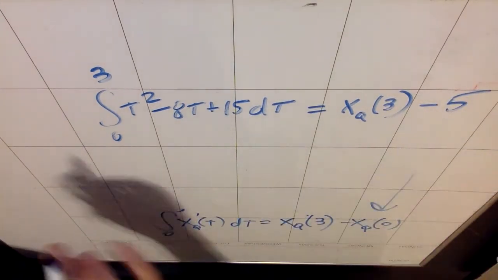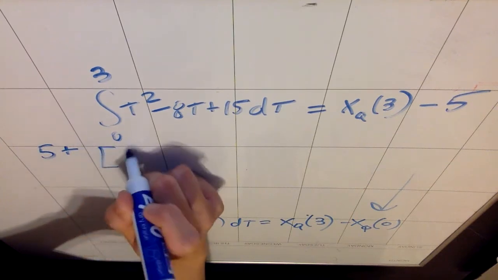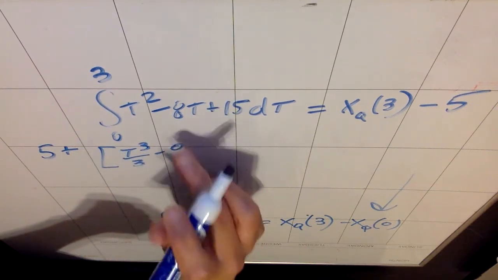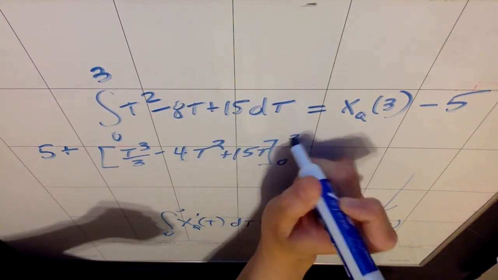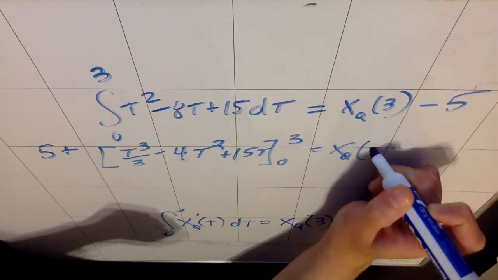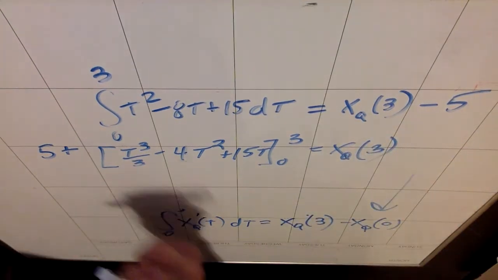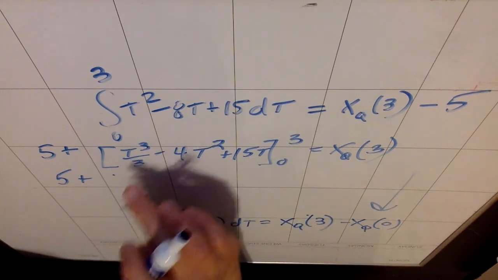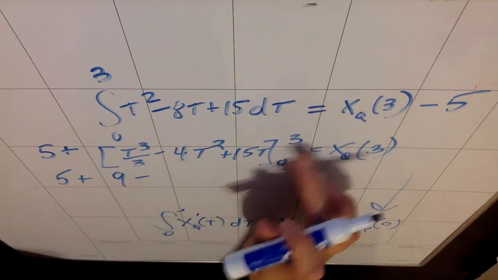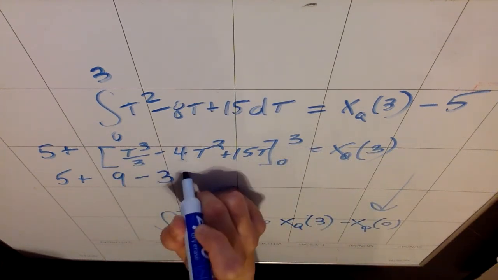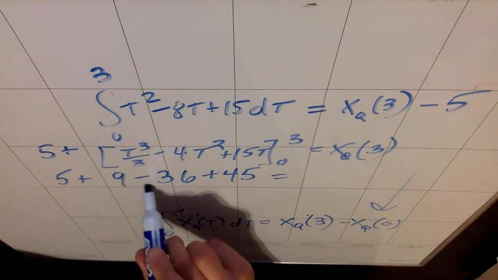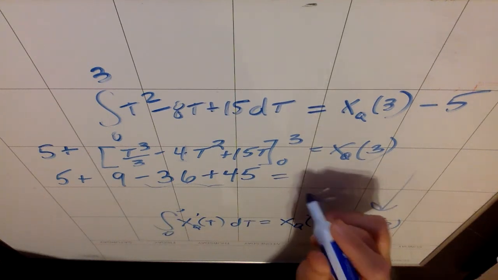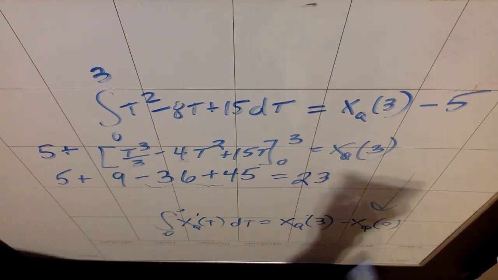So I can add the 5 over, and I get 5 plus t cubed over 3 minus 4t squared plus 15t evaluated from 0 to 3, right? And that's going to give my position, which I call x sub Q of 3. When I plug in, thankfully all the zeros get knocked out. So I get 27 over 3, which is 9, minus 4 times 9, which is 36, plus 45. So I think these guys net another 9, so I get 5 plus 9 plus 9, which should be 23. And that's our winner.